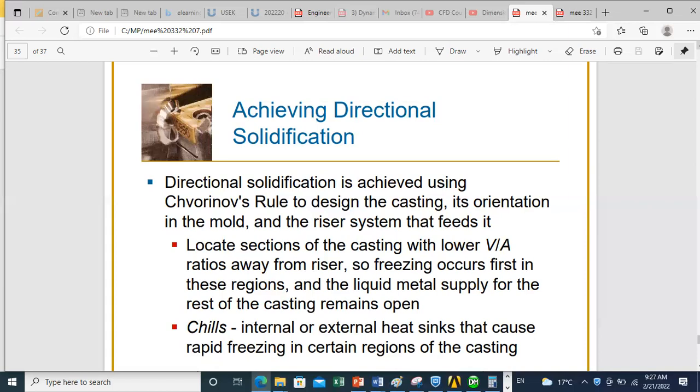So we should locate sections of the casting with lower V/A ratios away from the riser. So freezing occurs first in these regions, and the liquid metal supply for the rest of the casting will remain open. Now also we use what we call chills. Chills are internal or external heat sinks that will cause rapid freezing in certain regions of the casting. Now we'll see what the importance of this is.